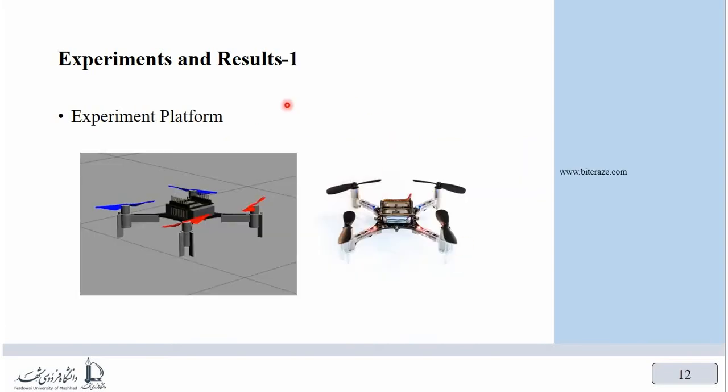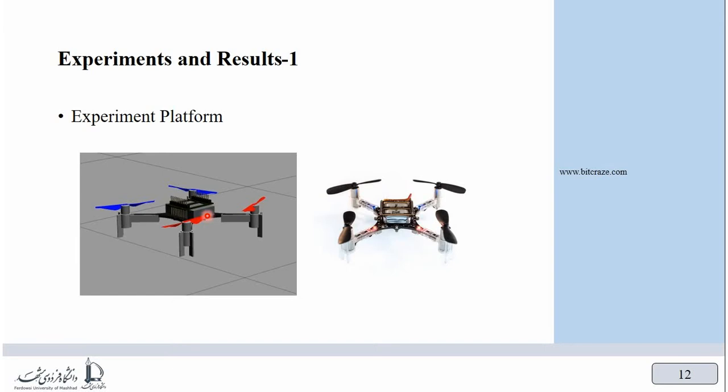The experimental platform was also a drone named Crazyflie version 2. The actual drone is like the right picture in this slide, which has 27 grams of weight. And on the left side, you can see the simulated version of the Crazyflie that we used in our study.